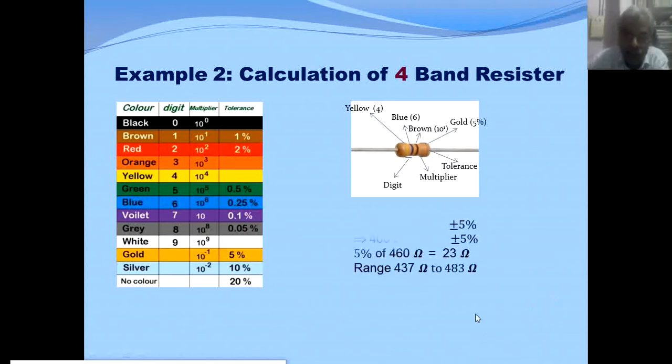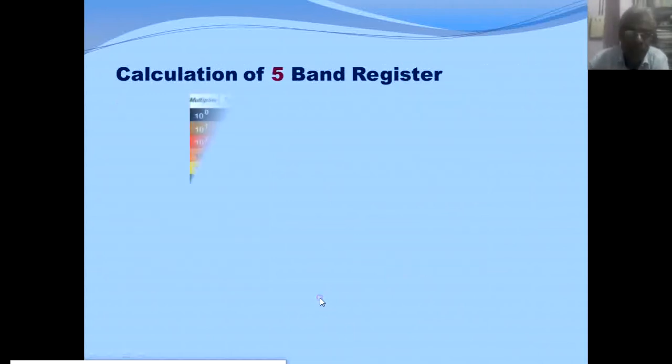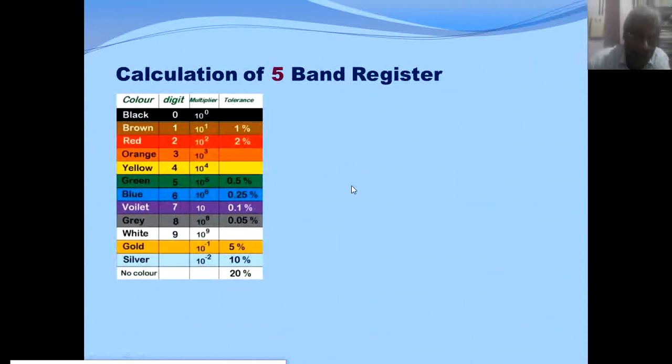Now I have shown the total calculation in textual form in this place. This 4 is due to this first color, this 6 is due to this second color, and due to the third color the multiplier is 10 to the power 1, and due to the fourth color the tolerance is plus minus 5. That is the calculation I have shown, and its calculation is written. So this is about the 4-band resistor. Now we will move to the 5-band resistor.